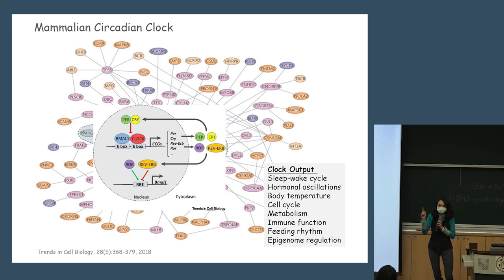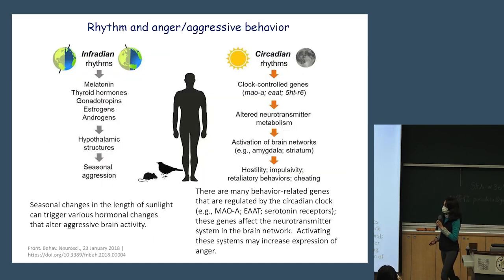So if you take a whole organism into account, 50% of your gene expressed in your body is regulated by circadian clock. 50%. Okay, think about this. And this circadian clock output regulate what? Your sleep-wake cycle, your hormone oscillation, body temperature, cell cycle, metabolism, your immune function, when you feel hungry, when you need to eat, and even epigenetic, 这个遗传表观学，怎么样修饰 DNA, 都跟 circadian clock 相关。Okay, 所以你可以想，if you disrupt your circadian clock, what will happen, right? 有人讲，I feel depressed, I feel stressed, I feel angry.